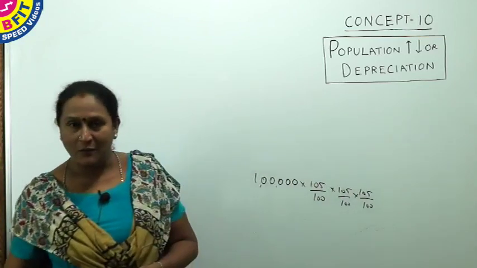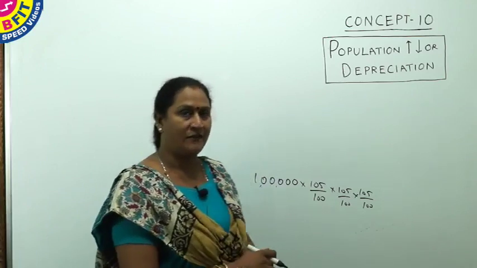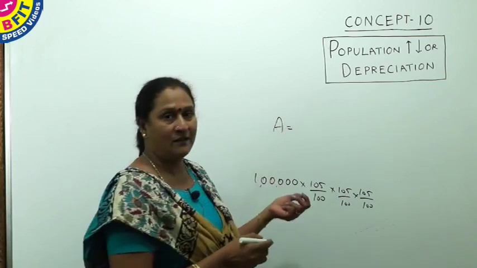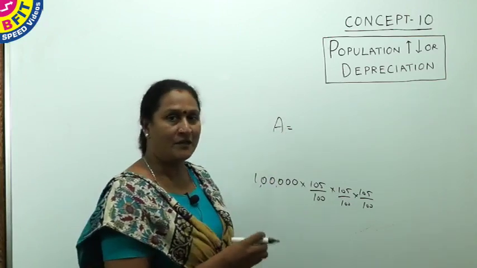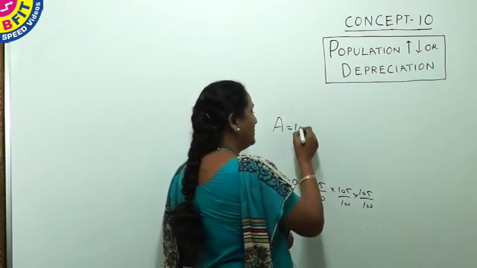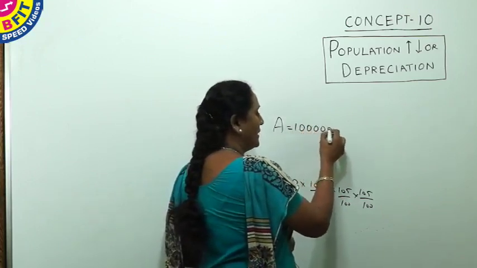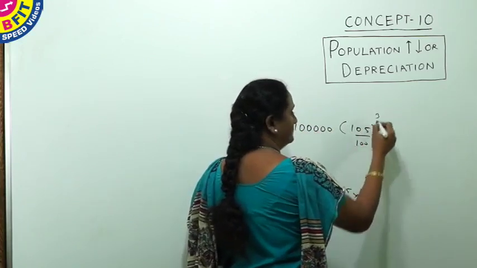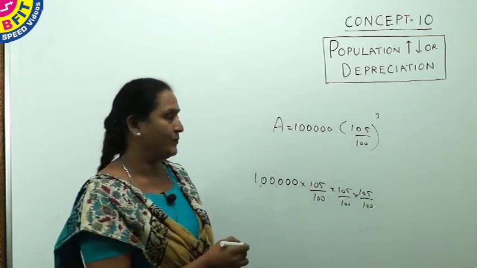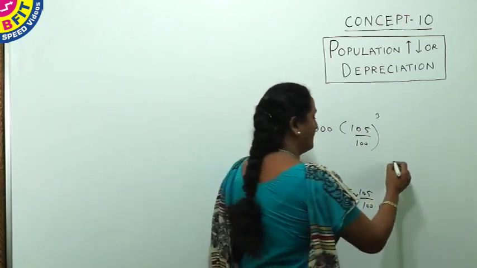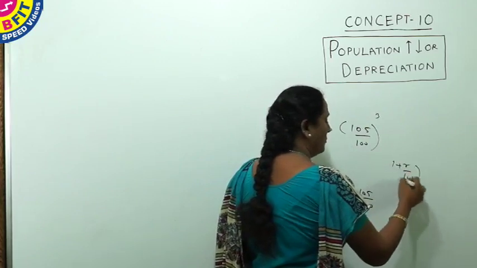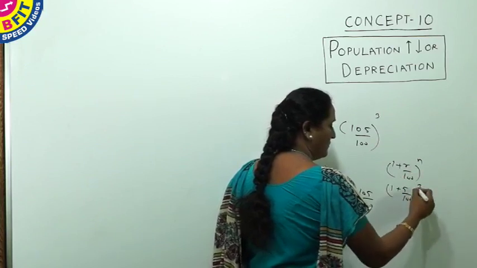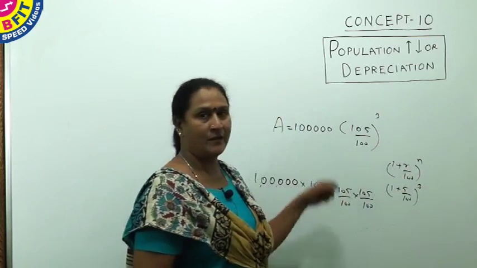So how to find the amount when the initial value, the principal, is given? The same concept we can work out. The amount will be the number of population after 3 years, and the initial value is 1 lakh, and the change factor is 105 by 100, the whole cube. So it is 1 plus r by 100, the whole power n. As the change factor is 5, it is 100 plus 5, 105 by 100, the whole cube.